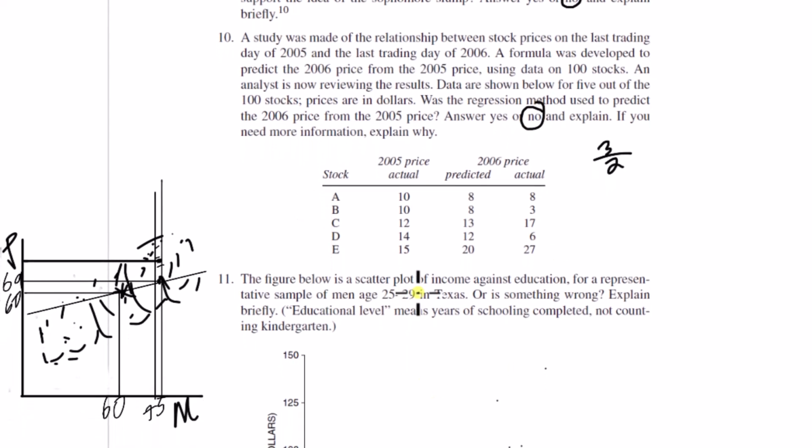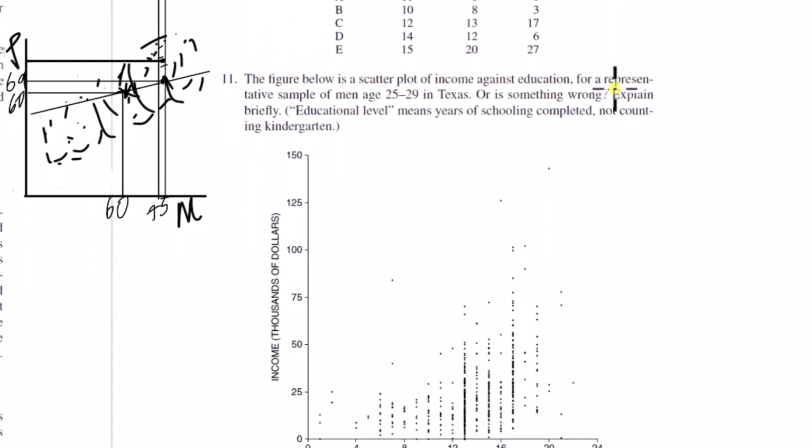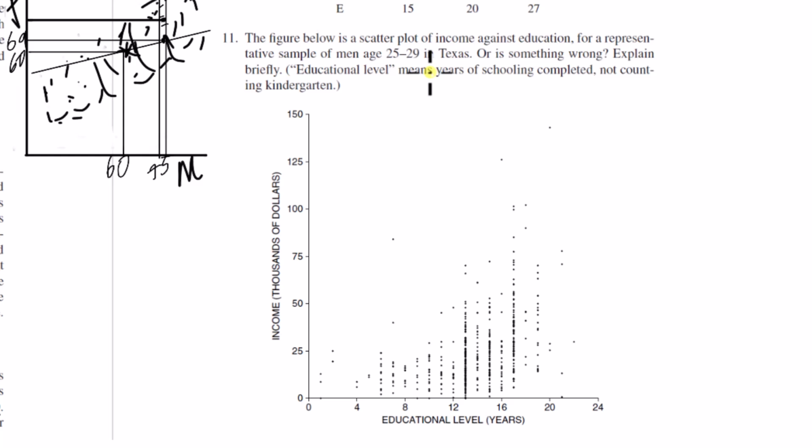The figure below is a scatter plot of income against education for a representative sample of men aged 25 to 29 in Texas. Or is something wrong? What does it mean, or is something wrong? So that means it's not really this plot. They're saying it can't be the case that this is a plot of income level of men aged 25 to 29 in Texas. So in that case, I guess something is wrong.